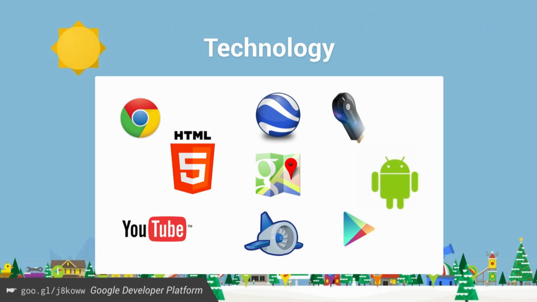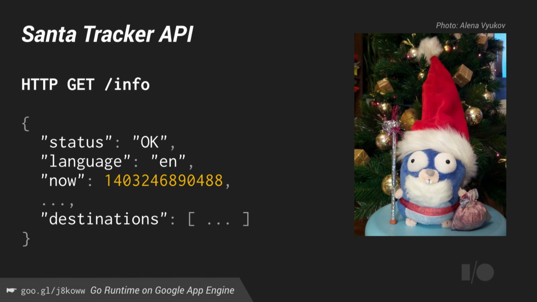Right, so as Ankur said, anyone can build this. We're using our developer platform. So we had two main experiences. We had the web application and the Android native application. Both of them made heavy use of Google Maps API, one of my favorite APIs, and were both powered by a Go runtime AppEngine application, which we called the Santa Tracker API.